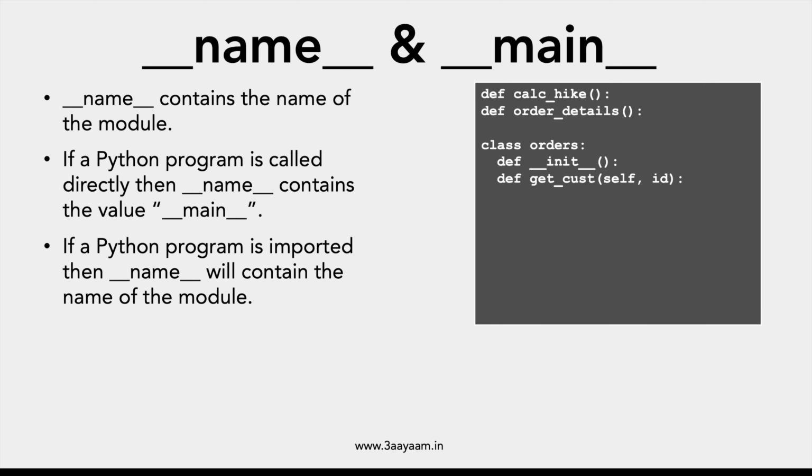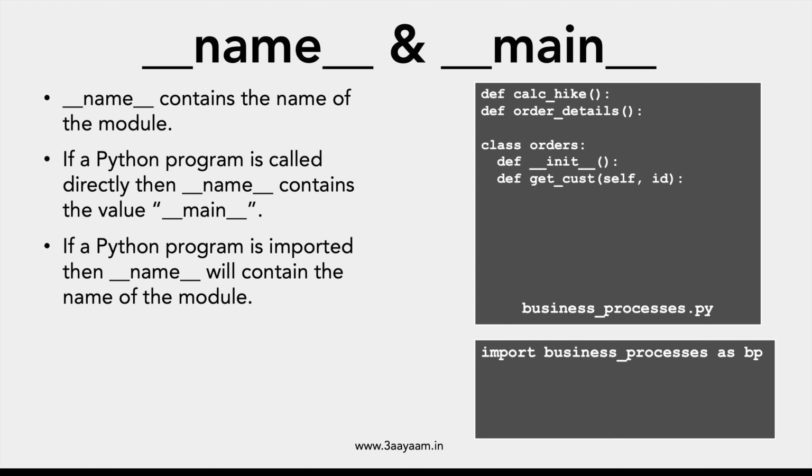So something like this. Let's say I have defined two functions, calculate hike and calculate order details, and I have a class orders, wherein I have a constructor or an init method which will initialize the object, and then I have also defined a method named get underscore customer. The name of this program is business processes.py, let's say, and I import this business processes in a different program which is business underscore logic.py.